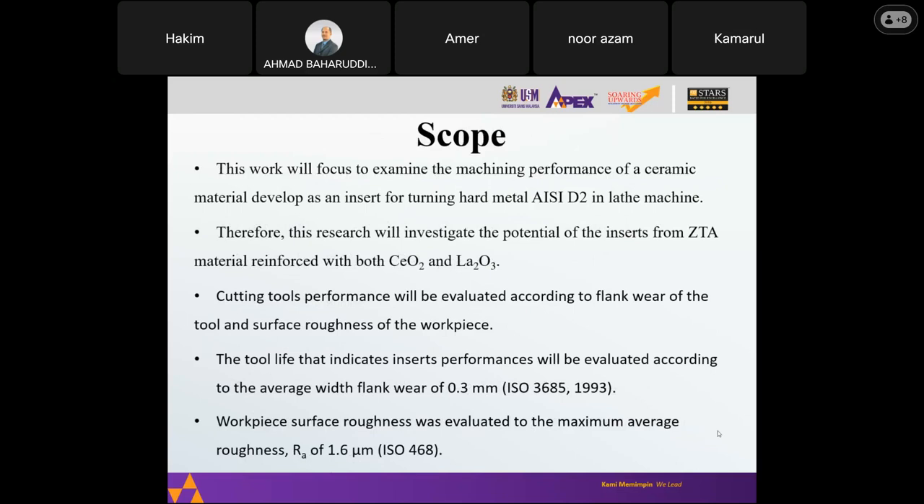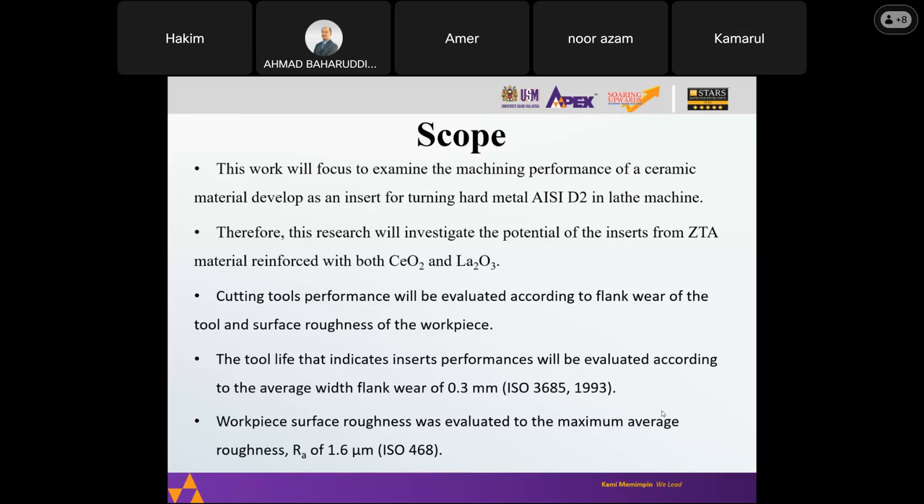So the scope of this work will focus on examining the machining performance of ceramic material developed as an insert for turning hard metal in a lathe machine. Therefore, this research will investigate the potential of this insert reinforced with both cerium oxide and lanthanum oxide, and cutting tool performance will be evaluated according to the average flank wear of the tool and surface roughness of the machined workpiece. There will be results for two things: first, the flank wear of the tool, and the second, the surface roughness of the workpiece.